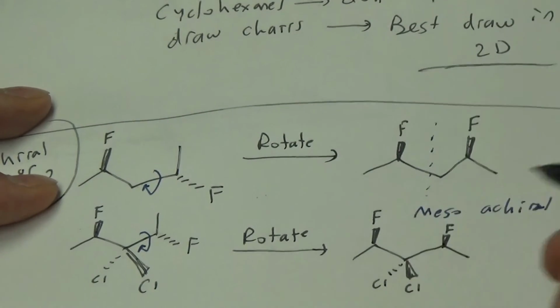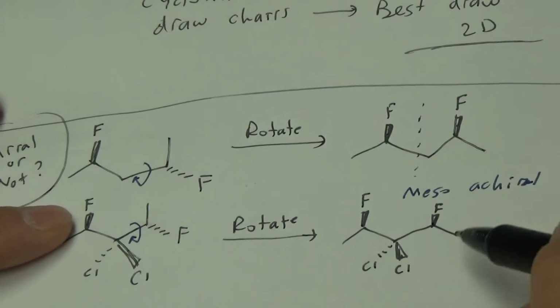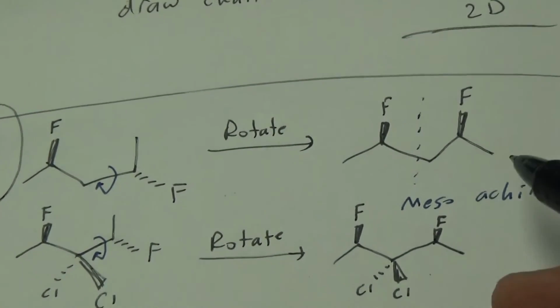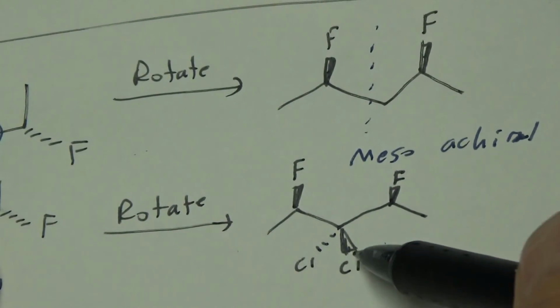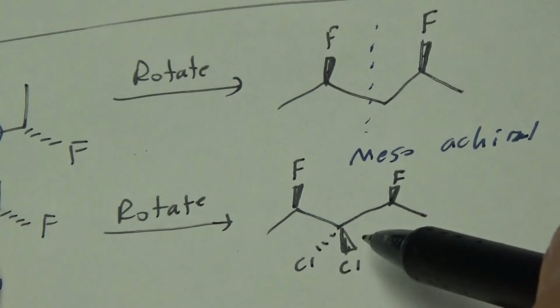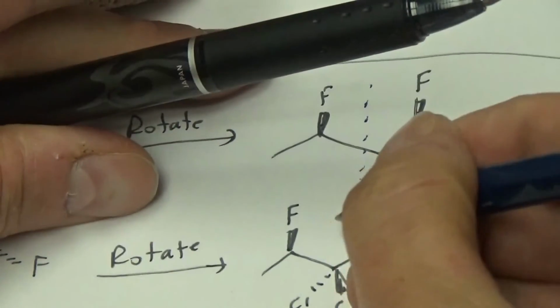Okay, so is this chiral or not? Is this a chiral center? Is the middle little thing a chiral center? The answer is no, that's not a chiral center. These are chiral centers. That's not a chiral center. But the plane of symmetry still goes right through it, slices right through it.